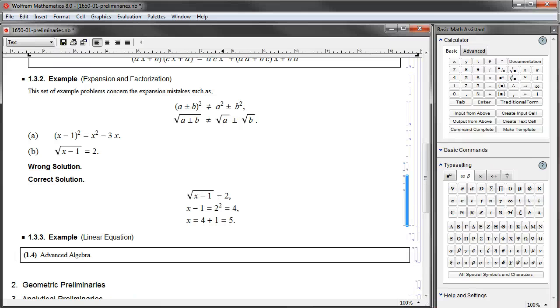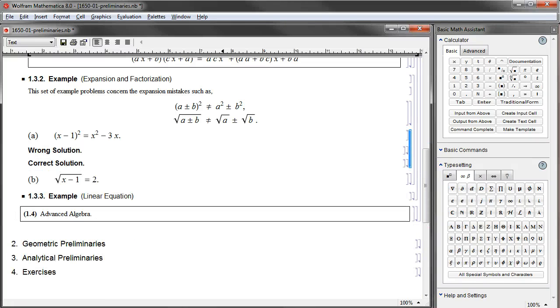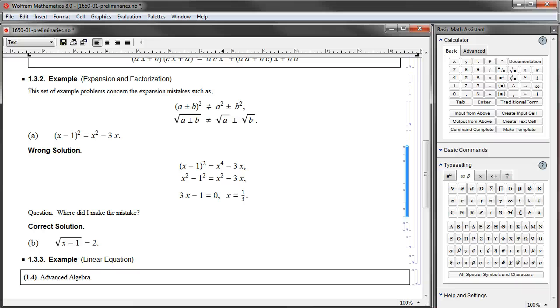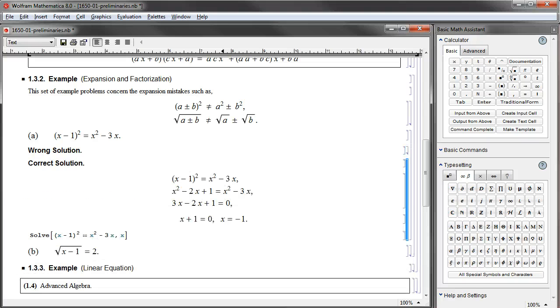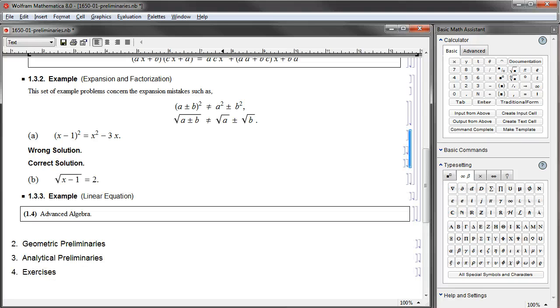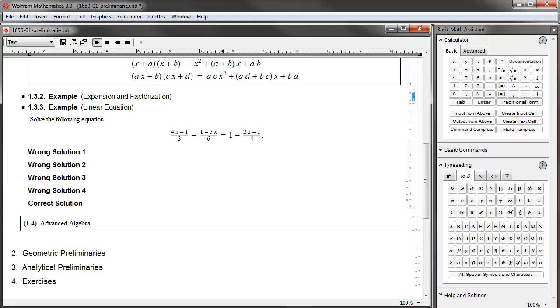The correct solution is this. Square both sides, and we have x minus 1 is equal to 2 squared, which is equal to 4, and we have a linear equation. And a similar thing goes here as well, I think. You cannot simply break up the parentheses like this. You'll have to use the complete square, or you have to use the FOIL method, whatever you prefer. How about some linear equation here? Okay, how about the first wrong solution here?